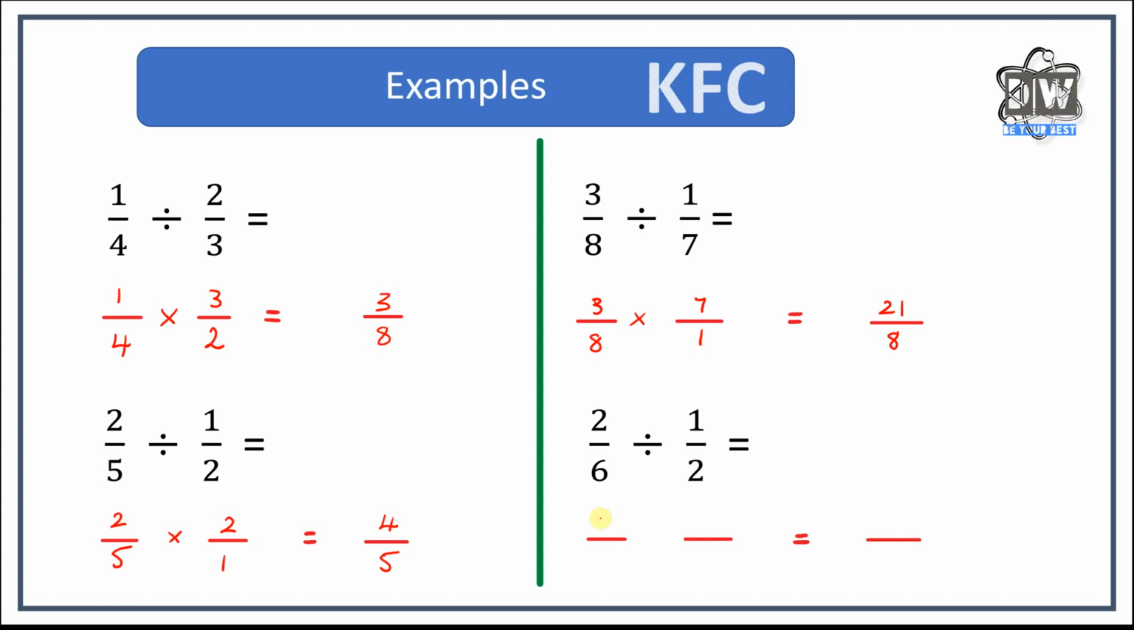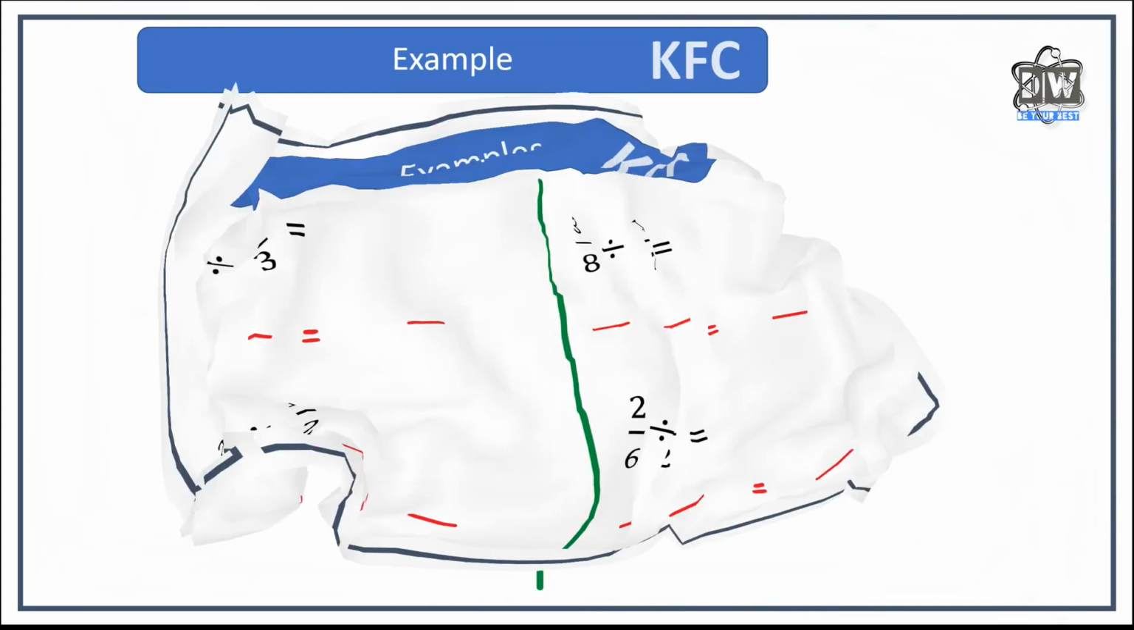On the last one here, we've got 2/6, which we're keeping, we're flipping, and we're changing. So 2 times 2 is 4. 6 times 1 is 6. This is divisible by 2, so we end up with 2/3 as our answer. If you put 4/6 and you left it there, you're still correct, but if it says in your test to simplify, make sure that you do.